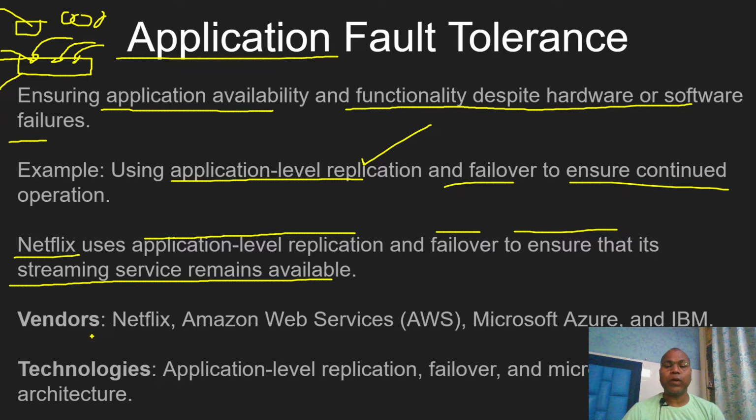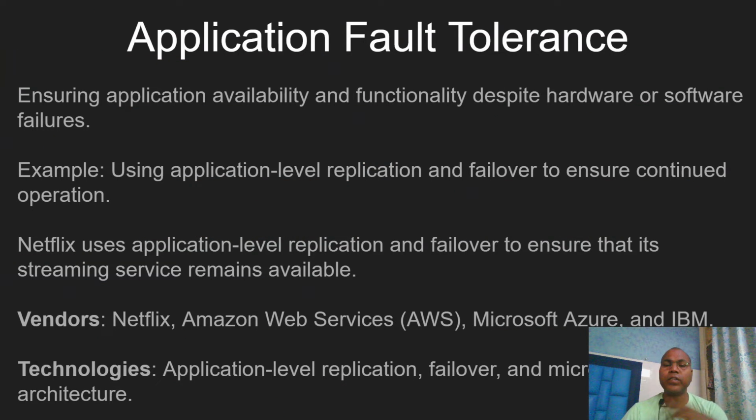A good example is Netflix, AWS, Microsoft, IBM. They provide application level replication, failover scenarios and good designs. When we talk about microservice architectures, different instances of the different components are installed and deployed.